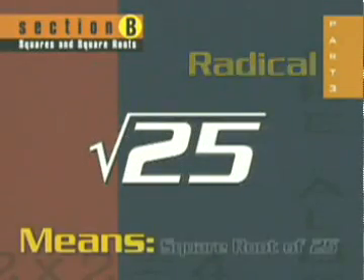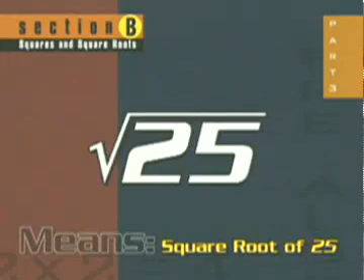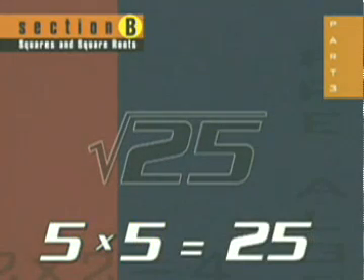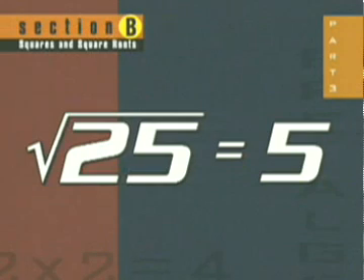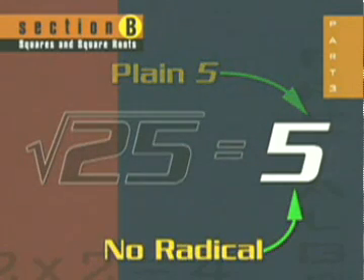So if we saw the number 25 under a radical, that means we want the square root of 25. Well, what number multiplied 2 times equals 25? The answer is 5, so 5 is the square root of 25. We express this by writing a plain 5 and getting rid of the radical.